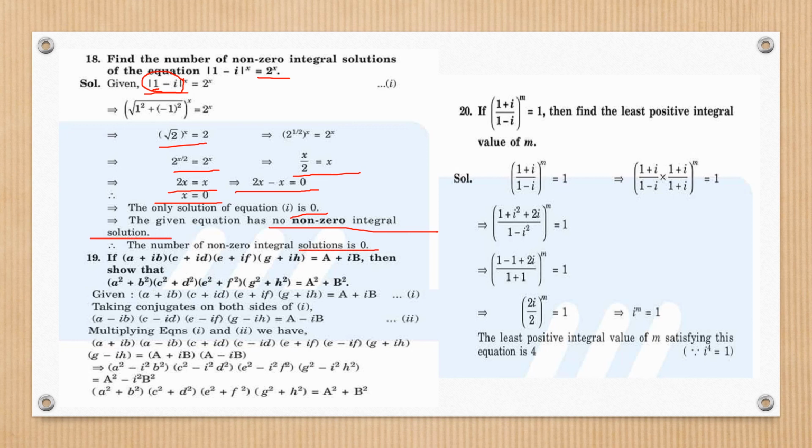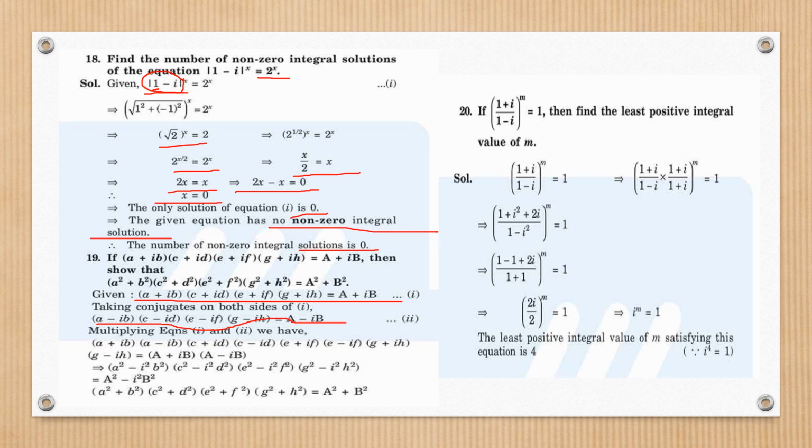Number 19 is: if (a + ib)(c + id)(e + if)(g + ih) = A + iB, then show that (a² + b²)(c² + d²)(e² + f²)(g² + h²) = A² + B². You know this question can be proceeded with modulus also, but the best way is to take this complex number and then take its conjugate. So conjugate means you have to change the sign of the imaginary part.